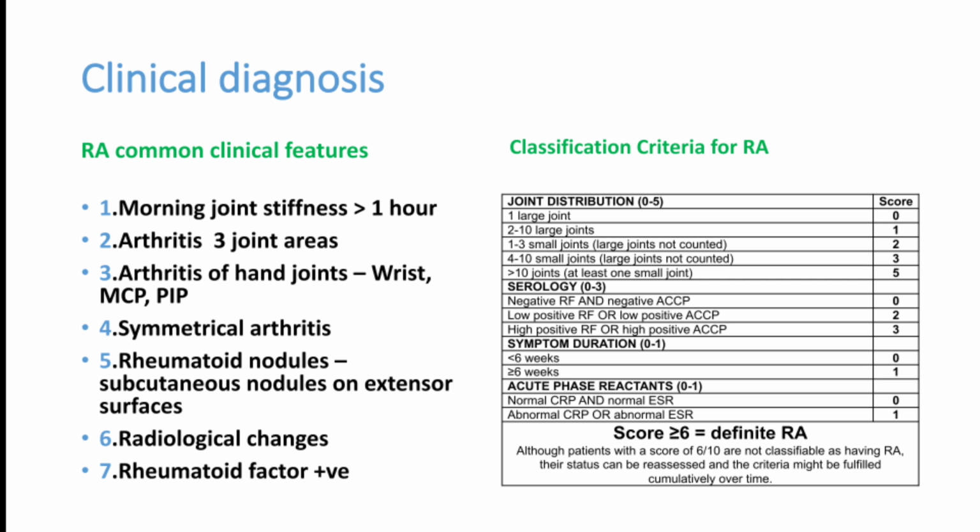So this is a classification criteria for rheumatoid arthritis. A score more than 6 is definite for RA. But remember, polyarthritis which dominantly involves the small joints of the hand, bilateral, symmetrical, that is classically rheumatoid arthritis. After some time without treatment, patient can develop deformity. This is rheumatoid arthritis.